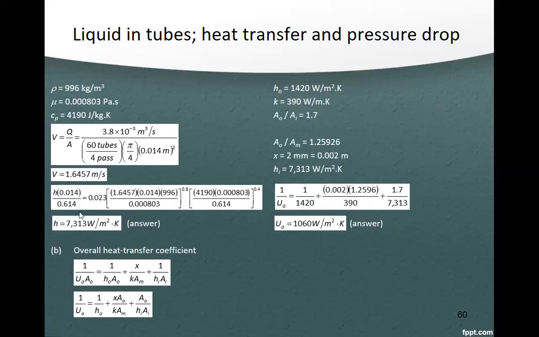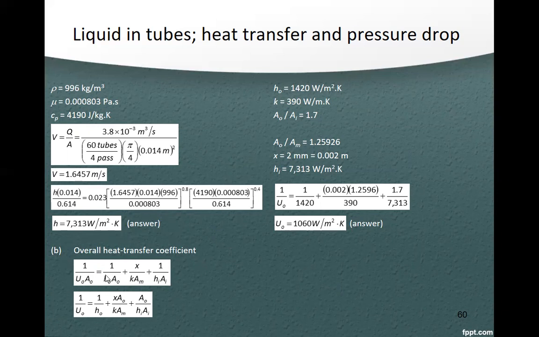So magiging h times 0.014 over 0.614 is equal to 0.023 times, basahin ko lang numero, 1.6457 times 0.014 times 996 over 0.000803 exponent 0.8 times, numero ulit, 4190 times 0.000803 divided by 0.614 exponent 0.4. So h sub i is equal to 7013 watts per meter squared Kelvin. Answer niya.